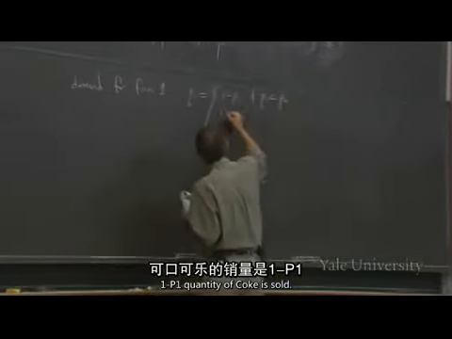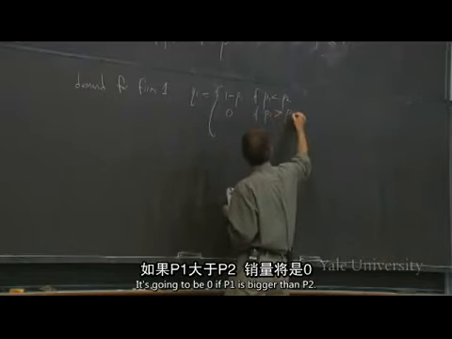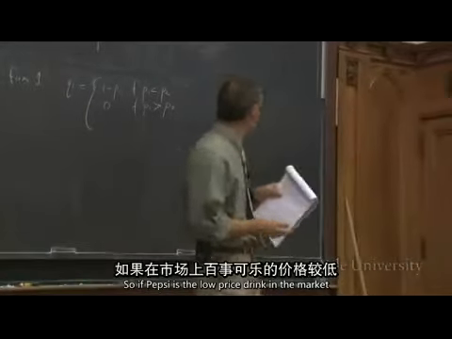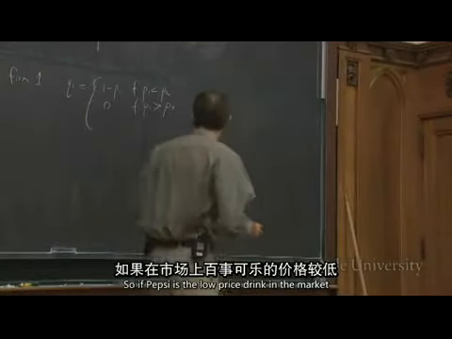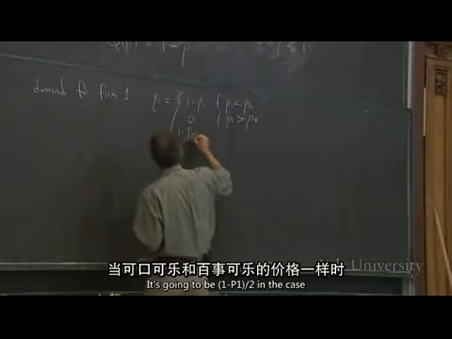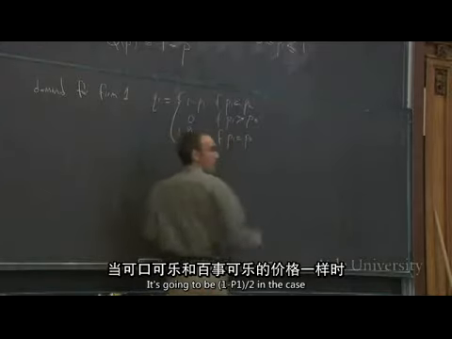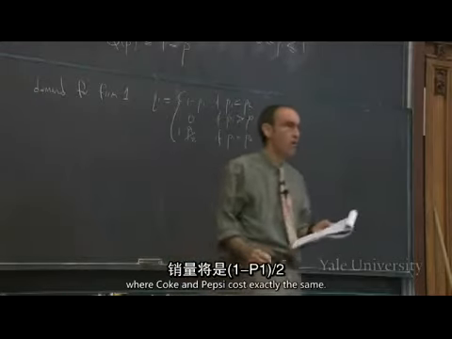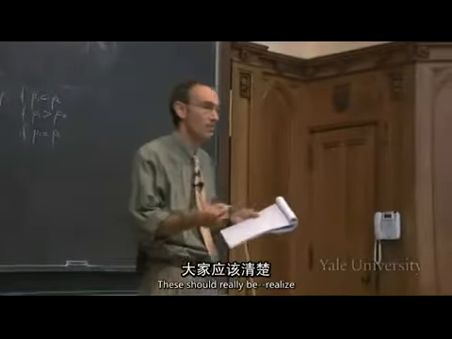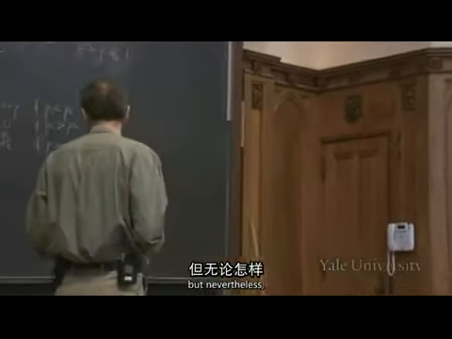It's going to be 0 if P1 is bigger than P2. So if Pepsi is the low-price drink in the market, then no Coke is sold at all. And it's going to be (1 minus P1) over 2 in the case where Coke and Pepsi cost exactly the same. You should already be realizing this is not exactly realistic. We're making a lot of very strong assumptions here. But nevertheless, it's going to be instructive to look at this model.